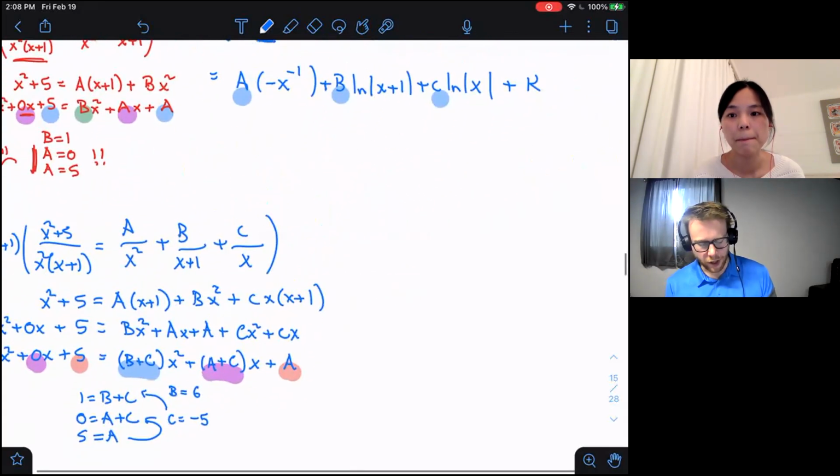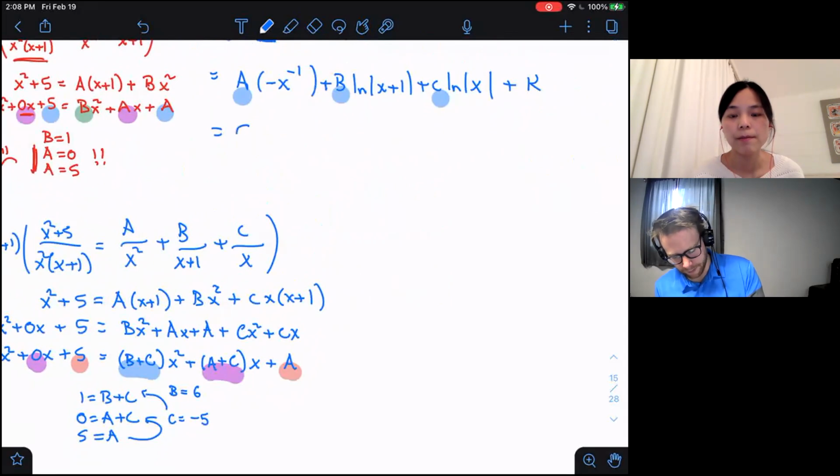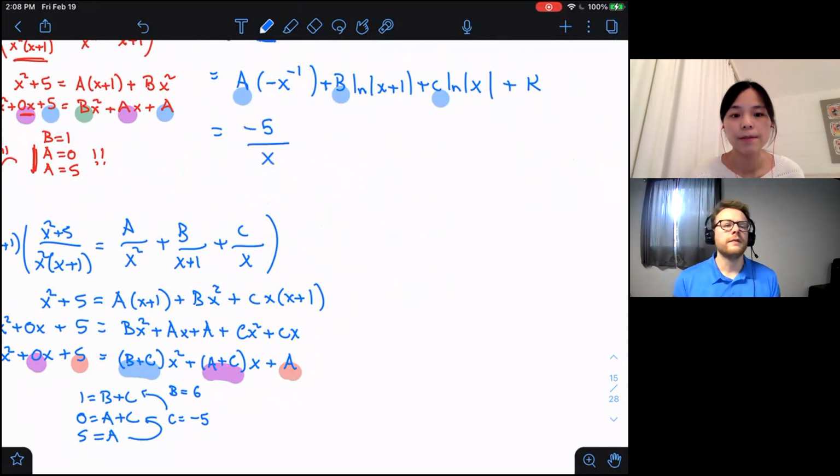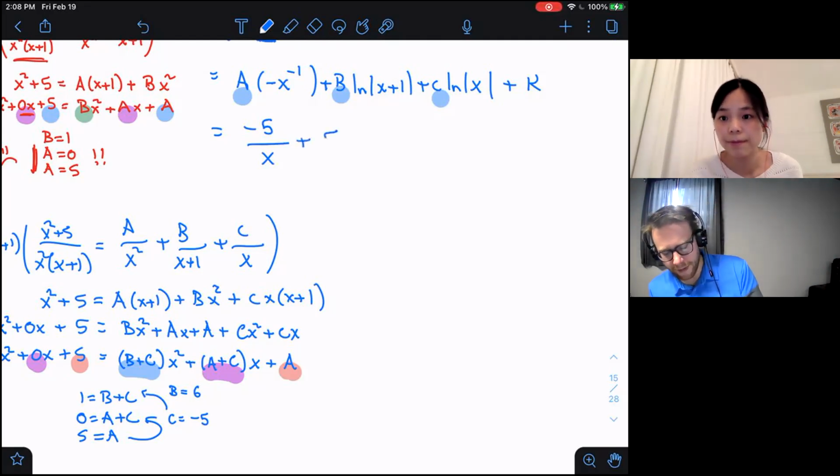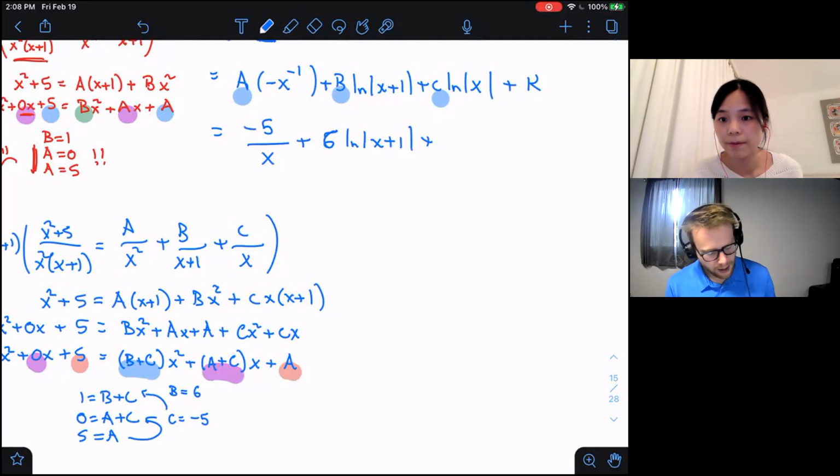So now we're just going to go back in and plug these things. Let me write this as nicely as possible. This would be -5 divided by x, you can see where the negative came from. The a was 5, and the fact that we have x to the negative first power is the same thing as division by x to the first power. For b, we have 6 natural log of the absolute value of x plus 1. And for c, we have -5, so -5 natural log of x.